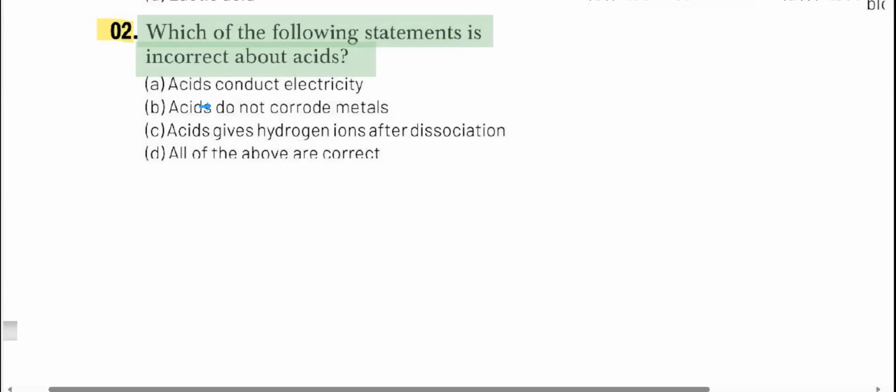All acids conduct electricity. Yeah, that's true. Acids conduct electricity. The next statement says that acids do not corrode metal. This is an incorrect statement, as you know that acids actually increase the rate with which metals corrode. Acids are responsible for corrosion of many metals.